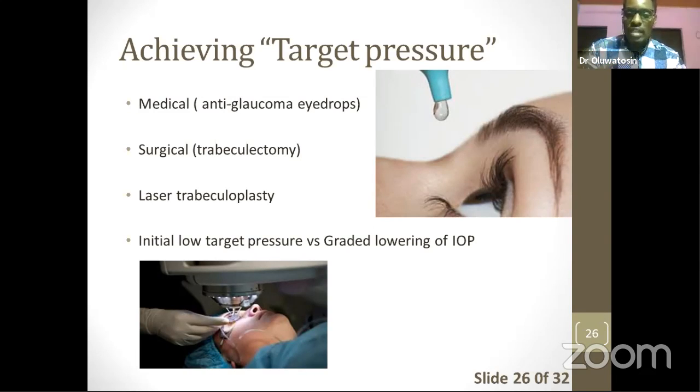Then it was also said that reducing the intraocular pressure could be done either by lowering the intraocular pressure stepwise to the target point or by bringing down the intraocular pressure directly to the target point. And from the studies, there was a particular study that said that bringing the intraocular pressure down directly to the target pressure is better than when it is done stepwise to achieve target pressure.